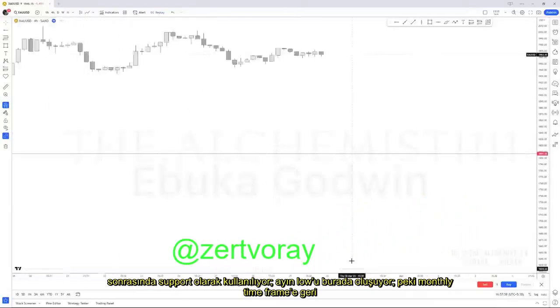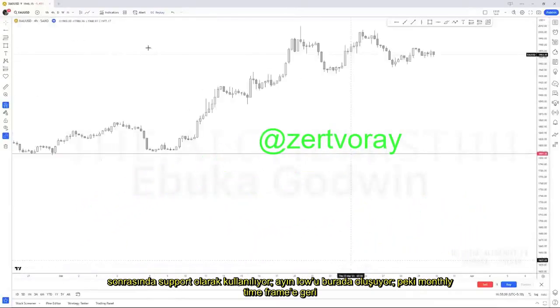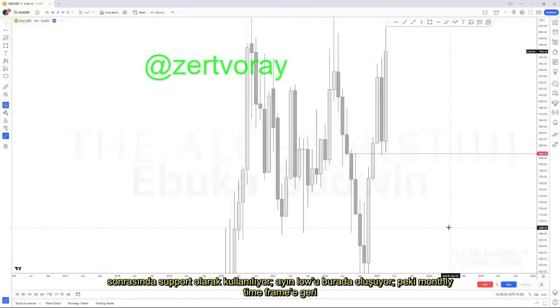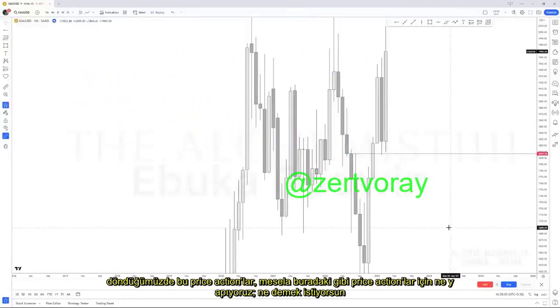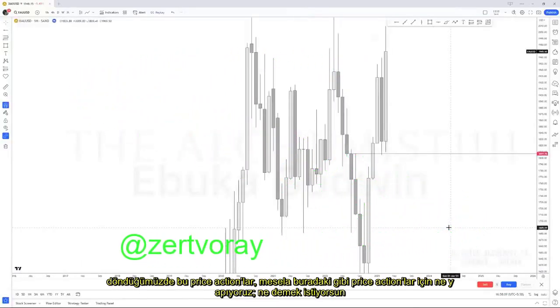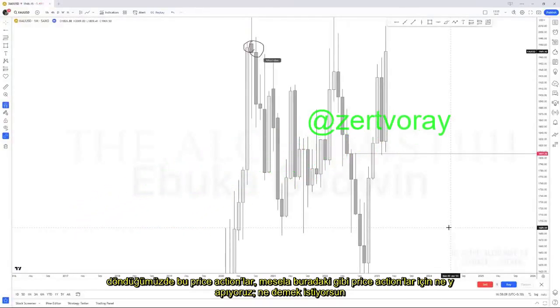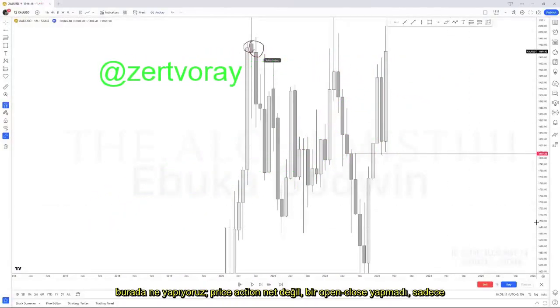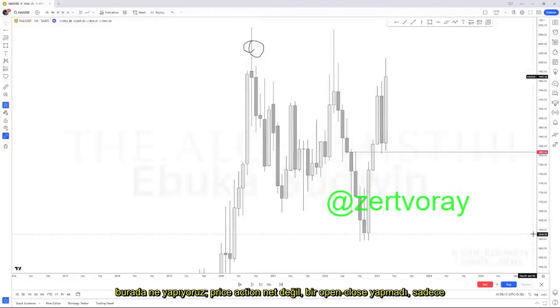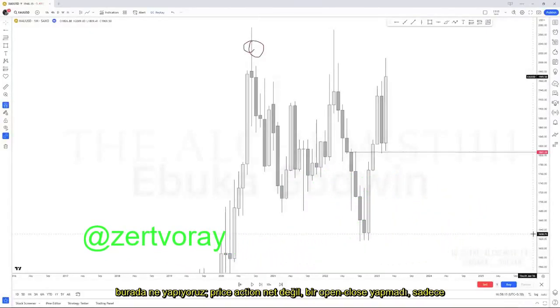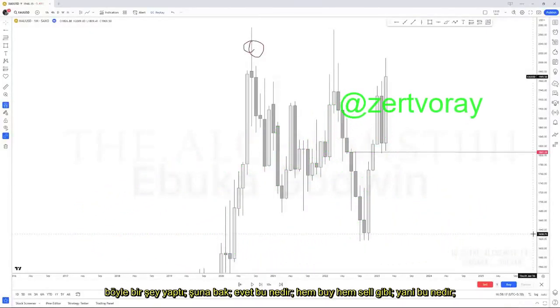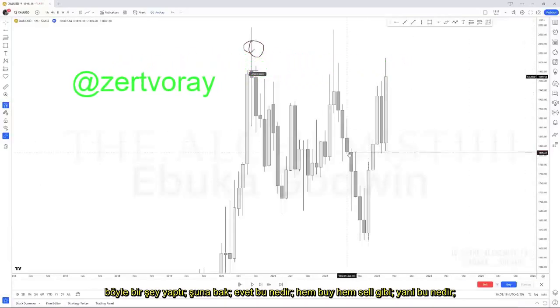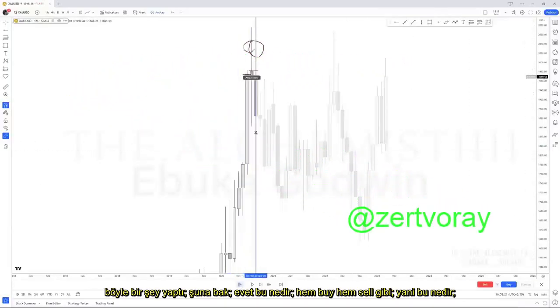Can you go back to the monthly time frame? What do we do about these types of price action, like over here? The price action is not clear, like it didn't make an open close. It's very clear. Look at this.